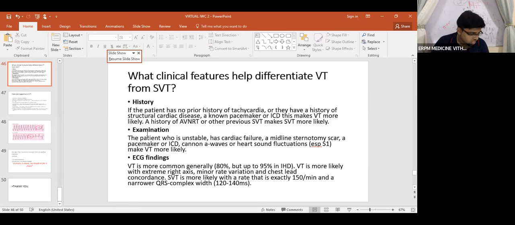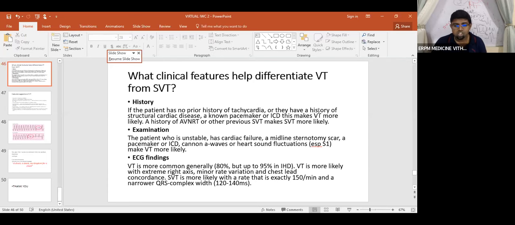In the examination, if the patient is unstable, what I mean by unstable is that blood pressure is low. If the patient has heart failure, a midline sternotomy scar, an ICD, cannon waves, or a fluctuating heart sound, again VT is more likely. Clear?